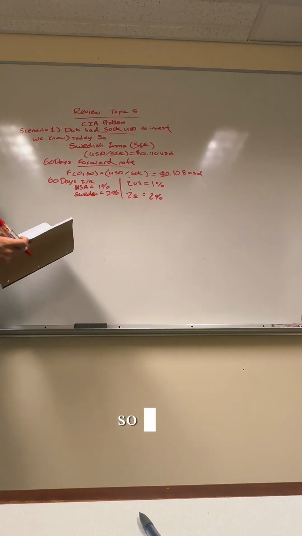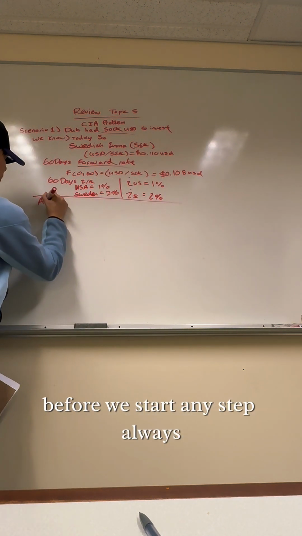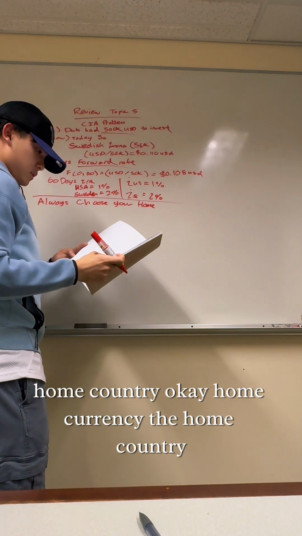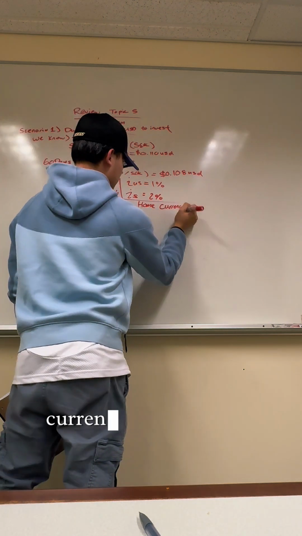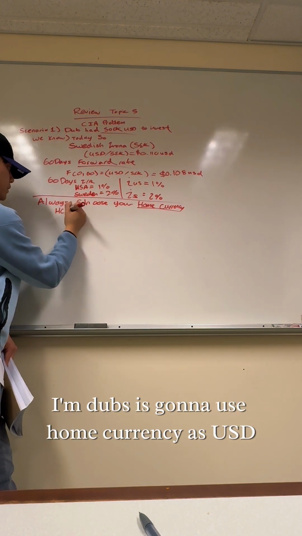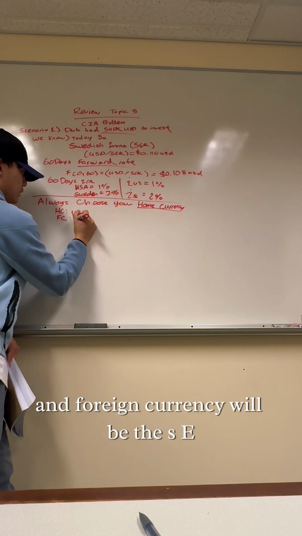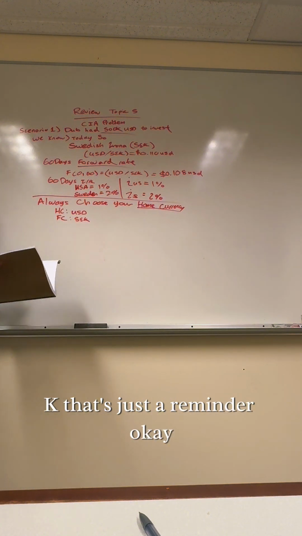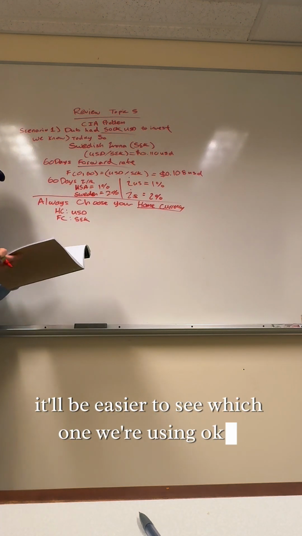Now, really important: before we start any step, always choose your home country, your home currency. Dubs is going to use USD as the home currency, and the foreign currency will be the SEK. That's just a reminder, so when we jump into our steps, it'll be easier to see which one we're using.